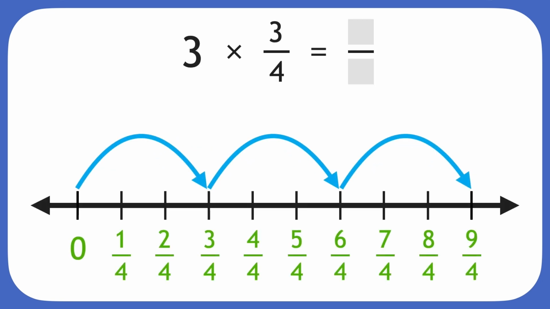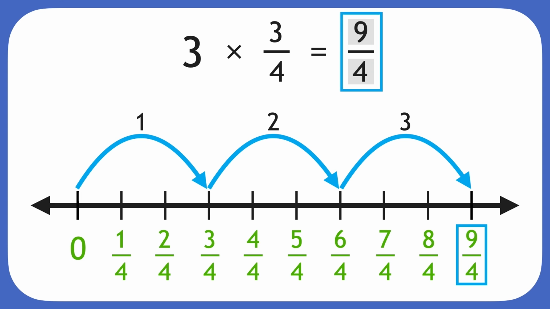The number line below shows 3 times 3/4. Let's complete the number sentence by finding the product. To multiply 3 by 3/4, we can use the number line to count forward by 3/4. Counting forward once from 0 gives us 3/4. Counting forward twice equals 6/4. And counting forward 3 times equals 9/4. So 3 times 3/4 equals 9/4. Great, let's try another one.